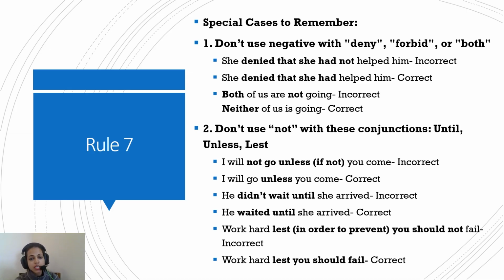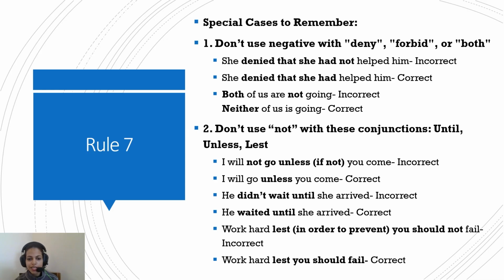Similarly, both of us are not going. Both of us are not going is very confusing actually. Neither of us is going is clear. Like if there are two of us, both of us are not going. But the right way of saying it is neither of us is going. Clear enough. Okay.